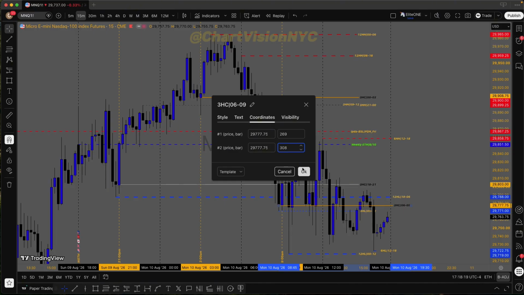We will have 8 intermediate draw on liquidities, because there's 4 6-hour candles, each of them with a high or low. And then we would have 16, not intermediate, but 16 minute draw on liquidities based on those 3-hour cycles, because there's 8 3-hour candles in a day. Each of them have a high and a low.